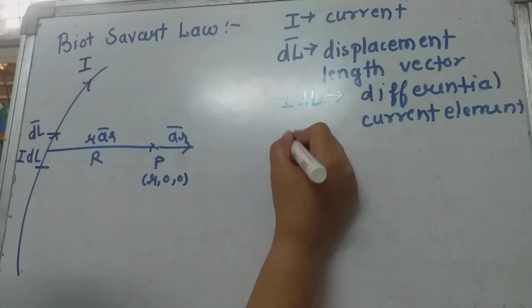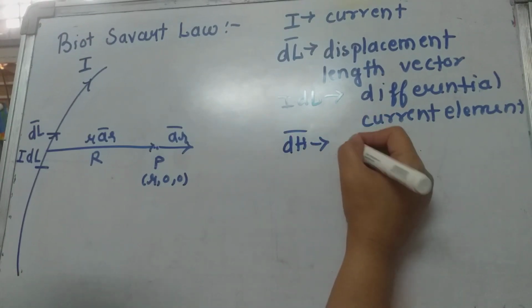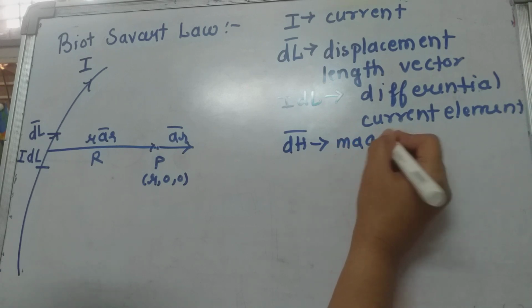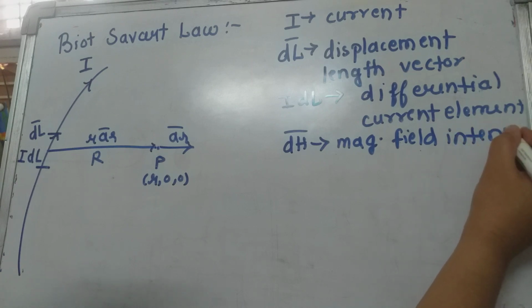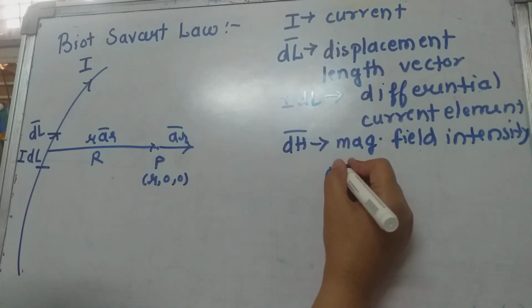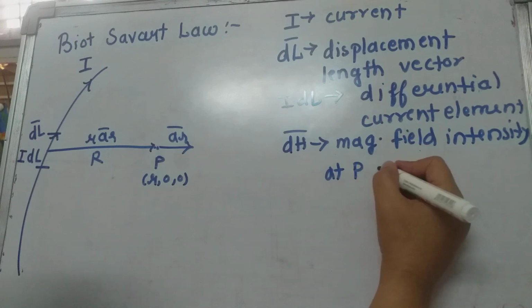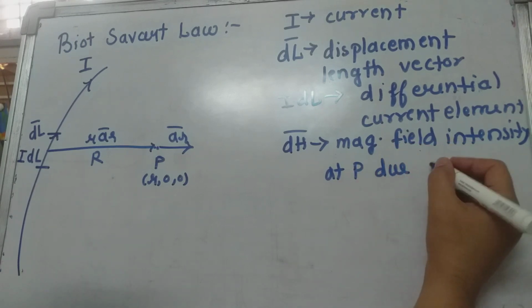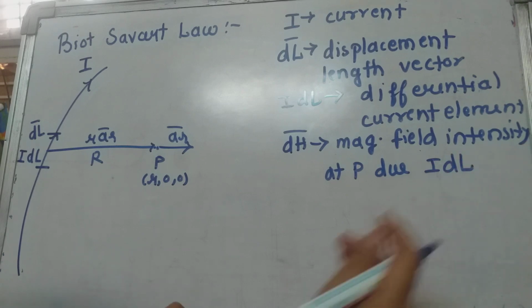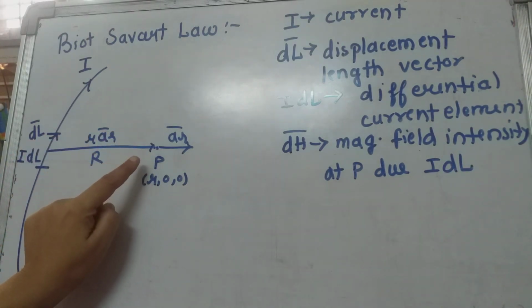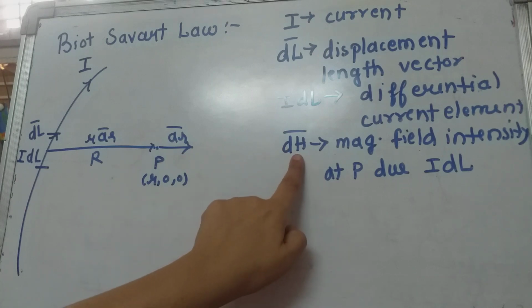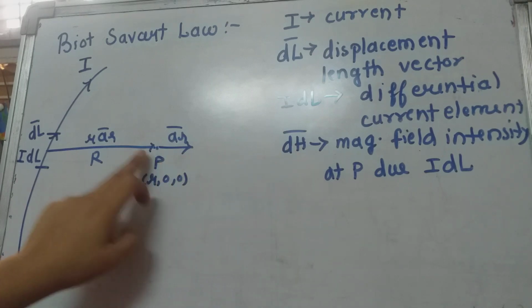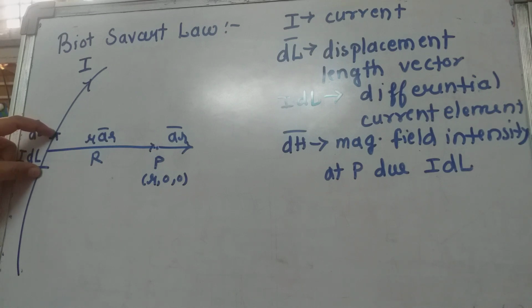So let dH bar be the magnetic field intensity at point P due to the current element I dl. Point P is the point at which the magnetic field intensity is to be determined, and dH bar is the magnetic field intensity at point P due to the current element I dl.